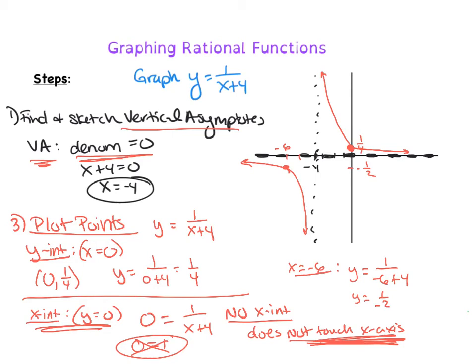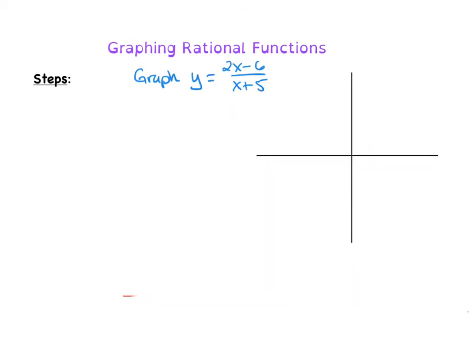Okay, let's try another example. For this example, let's graph y equals 2x minus 6 divided by x plus 5. So same steps as last time. Step number 1, find and graph our vertical asymptotes. Now remember, the vertical asymptotes come from the denominator. So in this case, we have x can't be equal to -5. So x equals -5 is our vertical asymptote. 1, 2, 3, 4, 5.